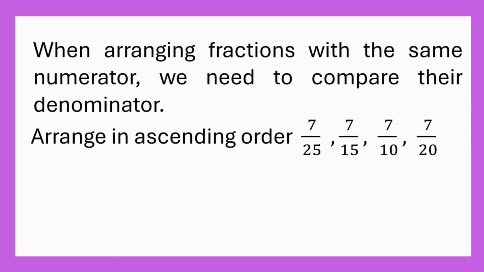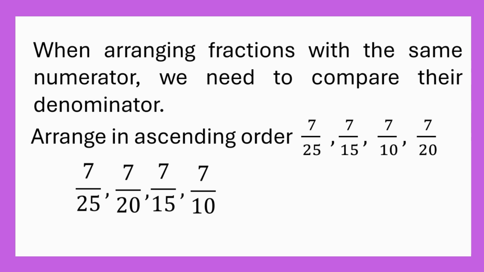So smallest here is 7 over 25, followed by 7 over 20, followed by 7 over 15, and lastly 7 over 10. Since the numerators are the same, which is 7, like I said, we focus on the denominator, and you remember again that the fraction with the biggest denominator is the smallest, and the fraction with the smallest denominator is the biggest.